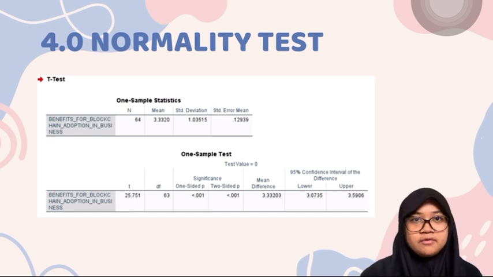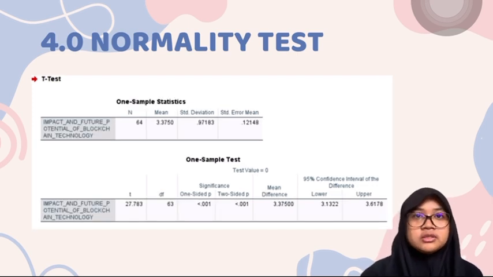The average score for the benefits of blockchain adoption is different from zero, with a sample of 64. The average score is 3.33. The standard deviation is 1.01, and the t-value is 26.75. So the p-value for both sides is less than 0.01, showing significantly different from zero.